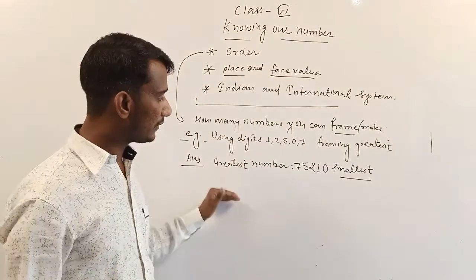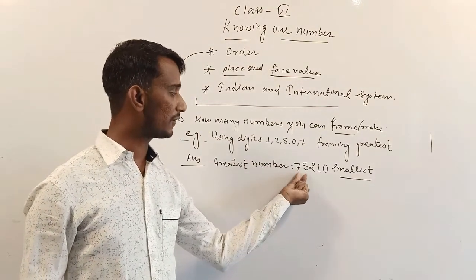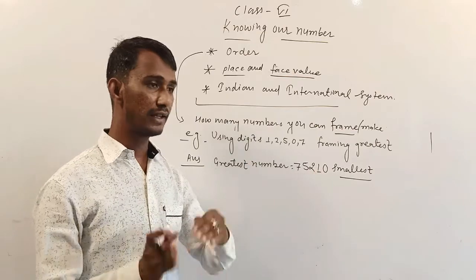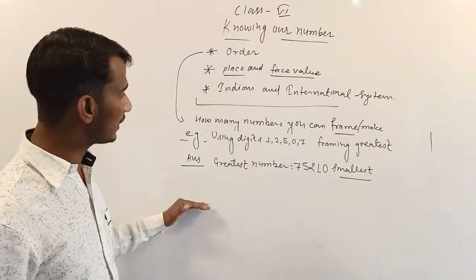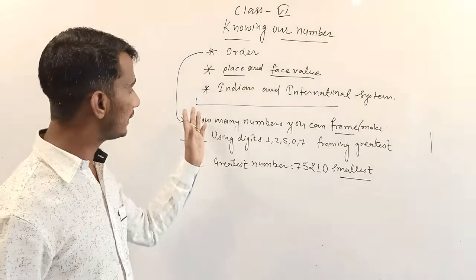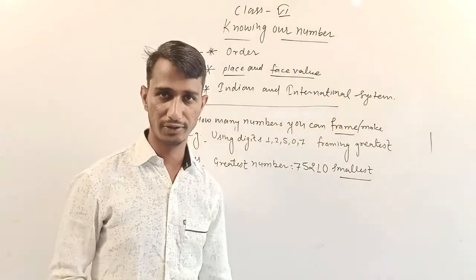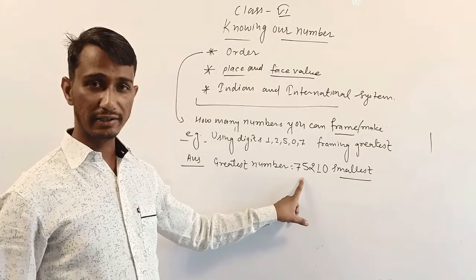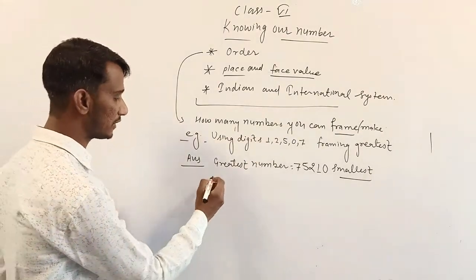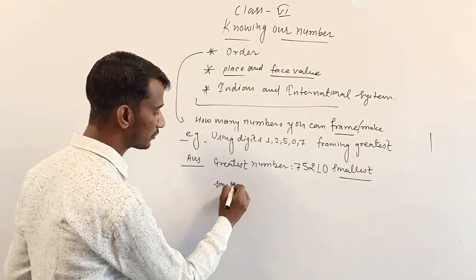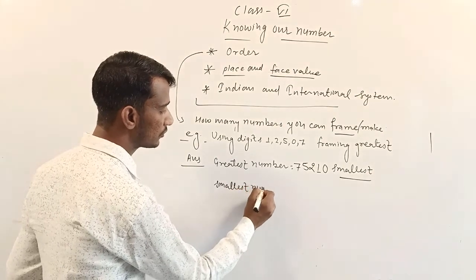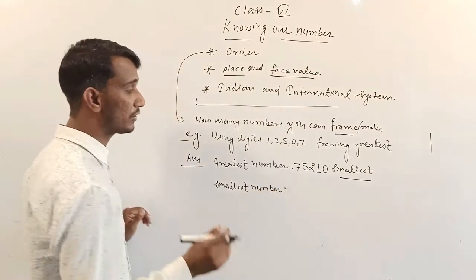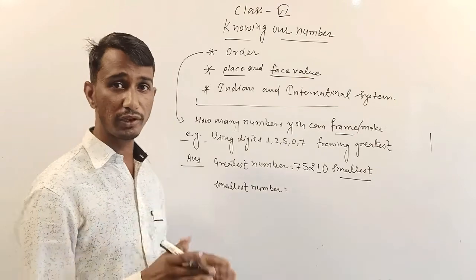Understand? Otherwise you can write it in this way: 75,210. In the next topic, I will tell you how to use the comma in the Indian system and according to the international system. Okay, so in this way you can frame the greatest number. Now, how to write the smallest number? For the smallest number you can use the smaller number first.